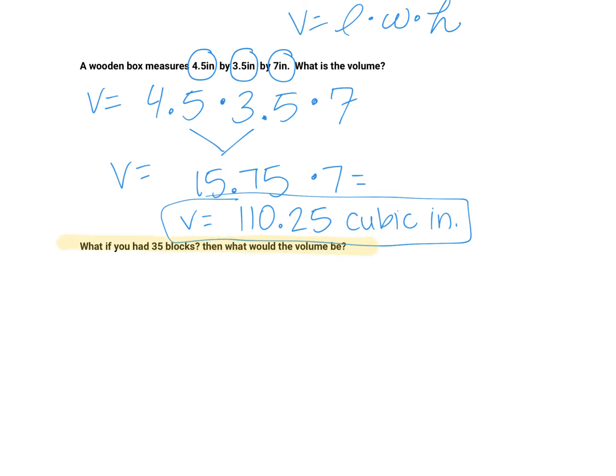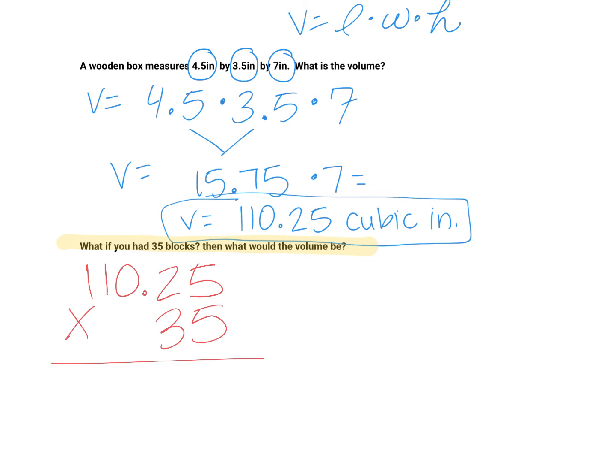Now our challenge here is to see if we could answer this question. What if you had 35 blocks? Then what would the volume be? Well, instead of doing this problem 35 times, there's a much easier method. I could just simply take my 110.25 and multiply it by 35. And that's going to give me the volume of 35 blocks.